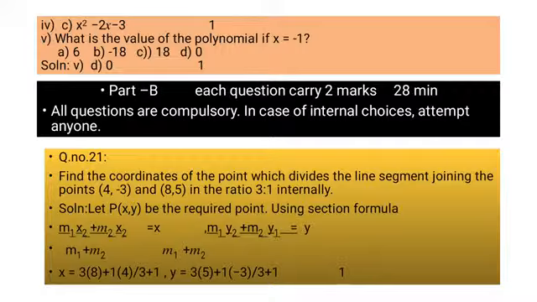What is the value of polynomial if x is equal to minus 1? If we put the value of x, that is minus 1, we will get 0 as answer.